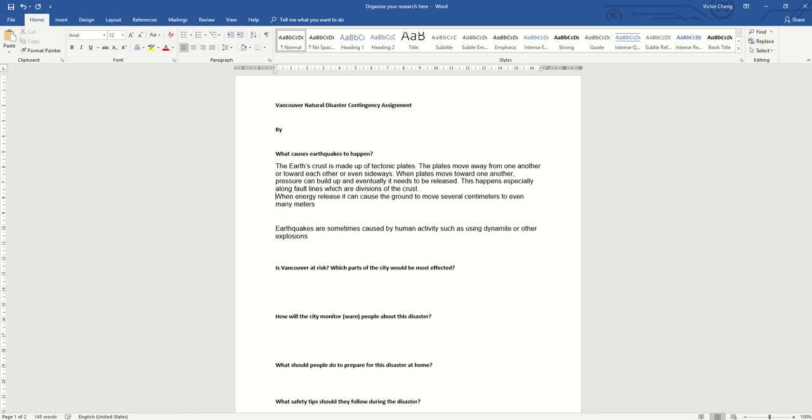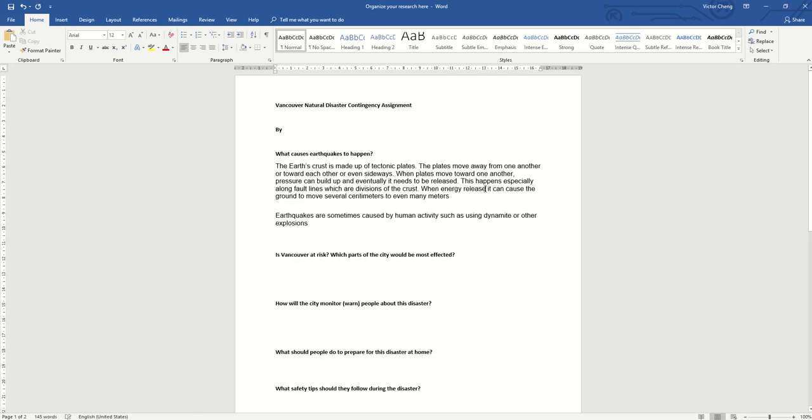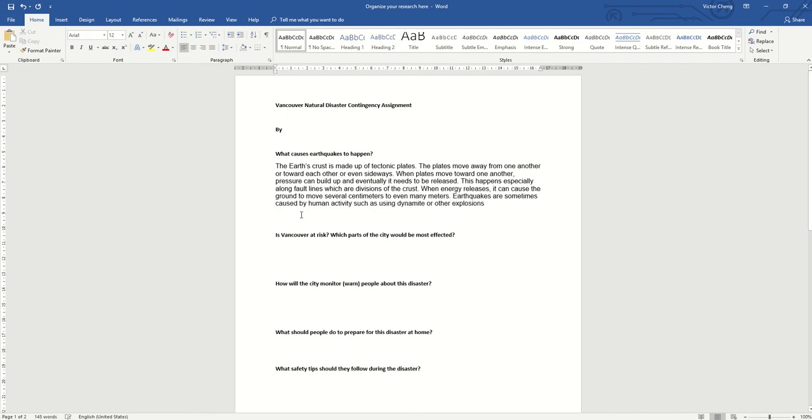When energy releases, it can cause the ground to move several centimeters to many meters. Earthquakes are sometimes even, that sounds good, caused by human activities such as using dynamite or other explosions. There. So let's see if that makes sense.